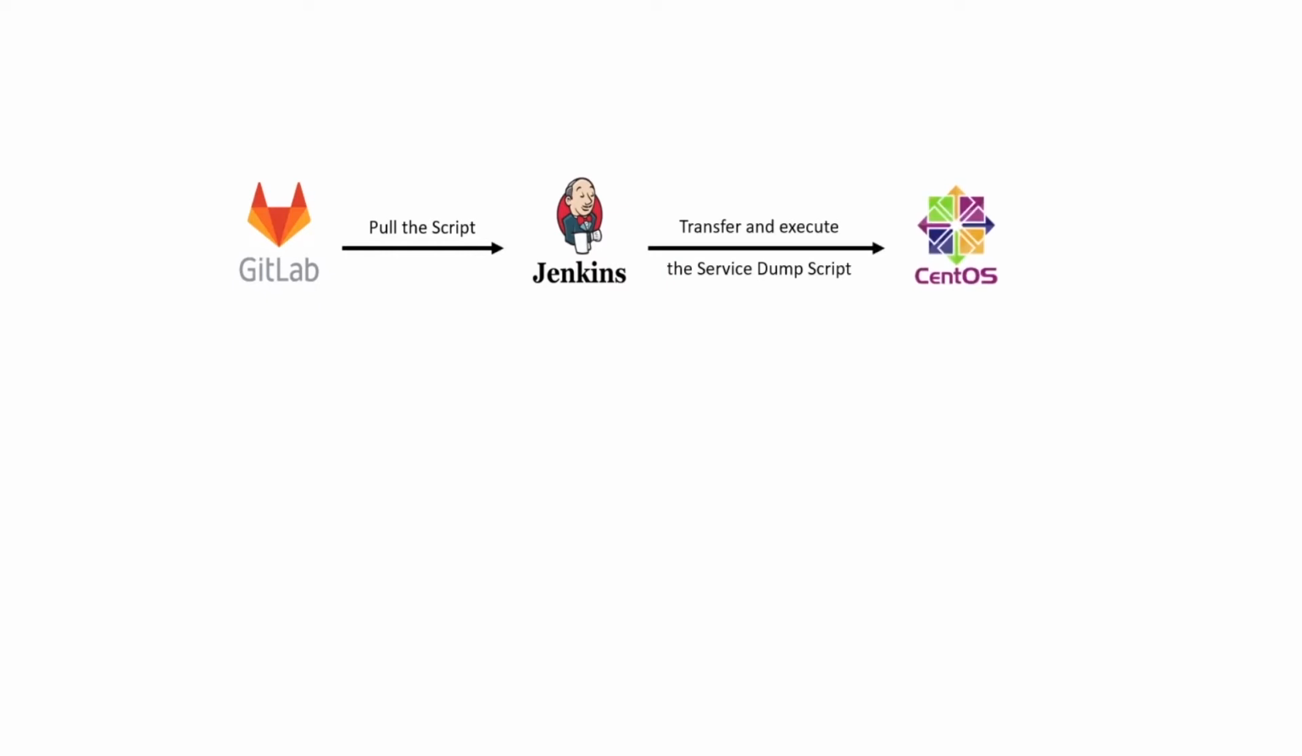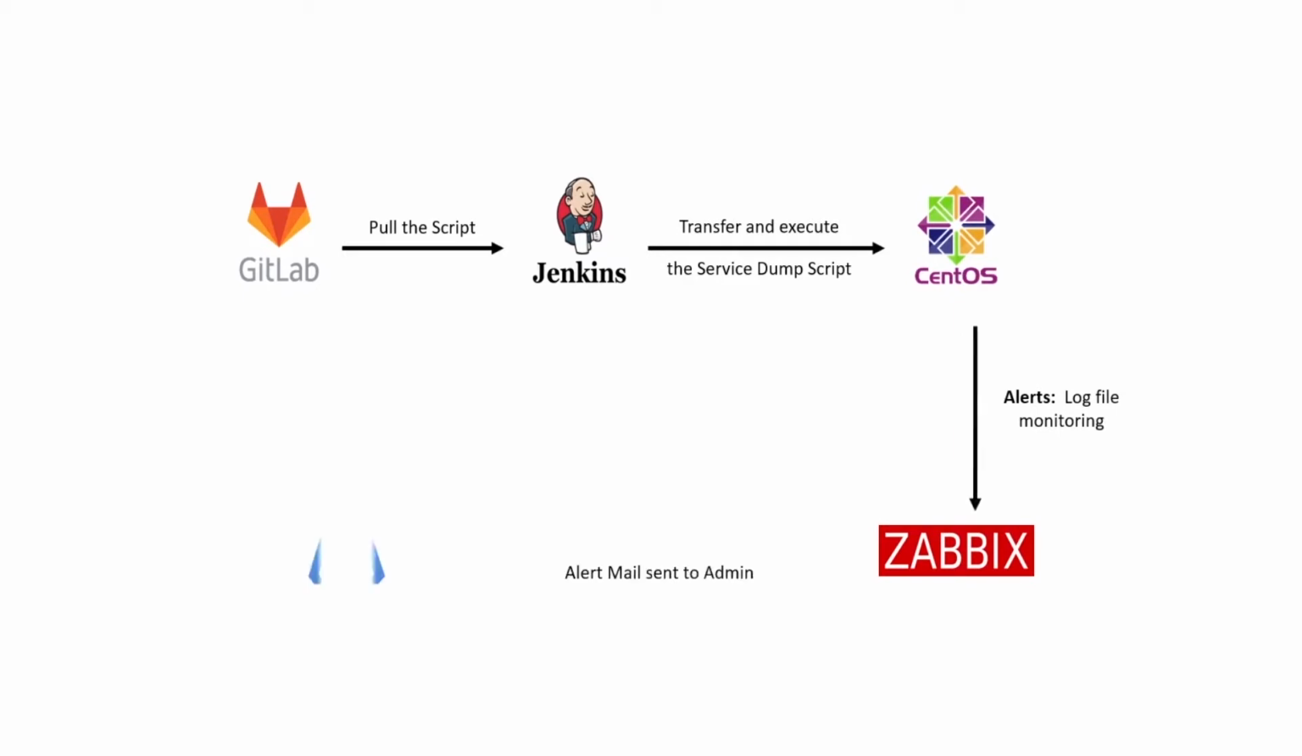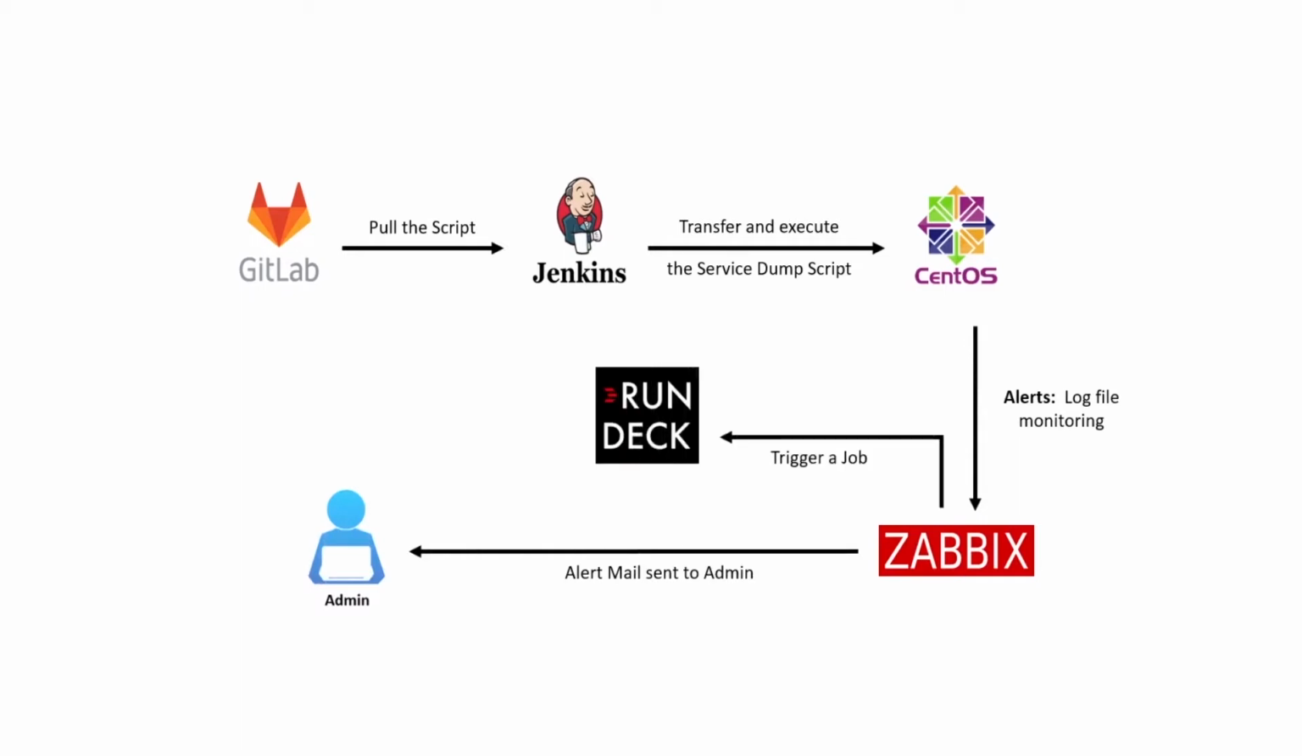After a few minutes, the log file is parsed by the Zabbix for terminated process and alert message is sent to the Zabbix dashboard for the Linux node. Now an alert mail is sent to the admin user and Zabbix will trigger the Rundeck job. In the next stage, the Rundeck job will execute a script to restore the terminated process on the Linux node.